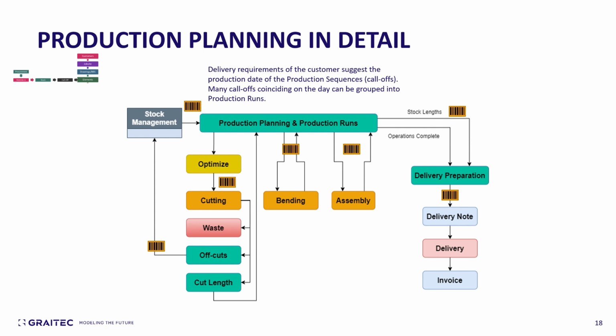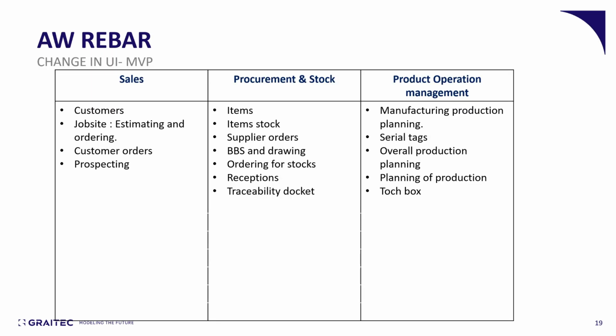You have the same concept for bending. You have the same concept for assembly. So you can scan within the touch box so it can communicate back to the software. You have the same concept of stock lengths, operations, delivery preparations, delivery note, delivery, and invoice comes in right at the end of the process. So this is a good way to see how the details are.